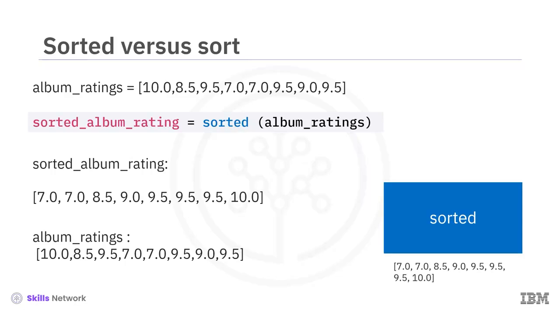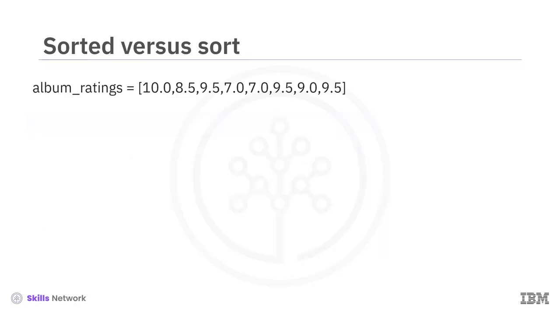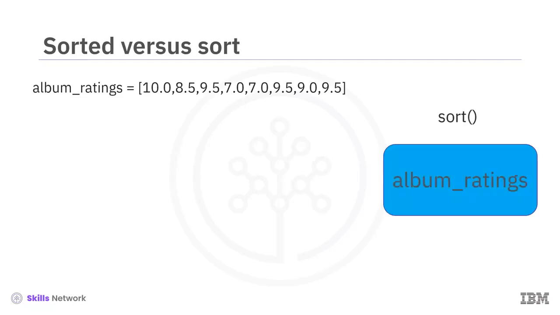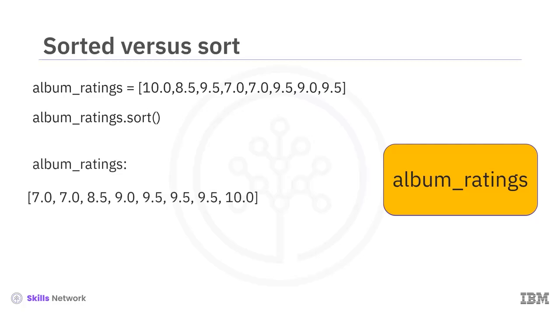Generally, functions take an input, in this case a list. They produce a new output, in this instance a sorted list. If we use the method sort, the list album ratings will change and no new list will be created. Let's use the diagram to help illustrate the process. In this case, the rectangle represents the list album ratings. When we apply the method sort to the list, album ratings changes. Unlike the previous case, we see that the list album ratings has changed. In this case, no new list is created.